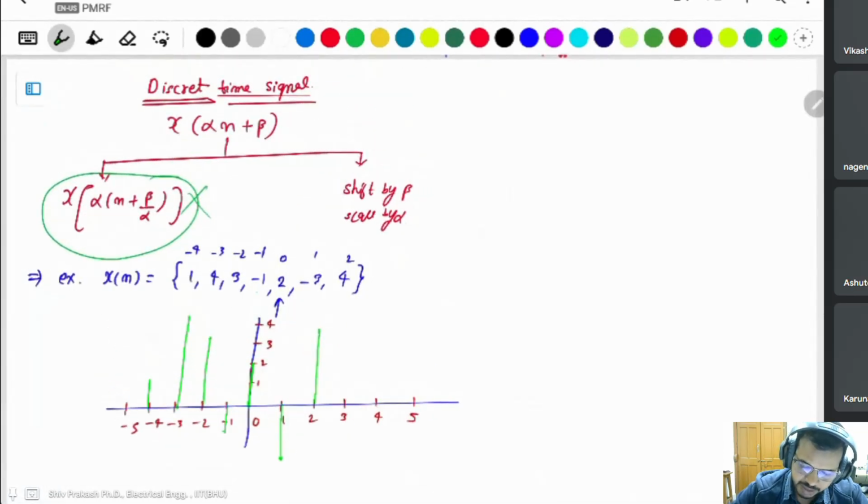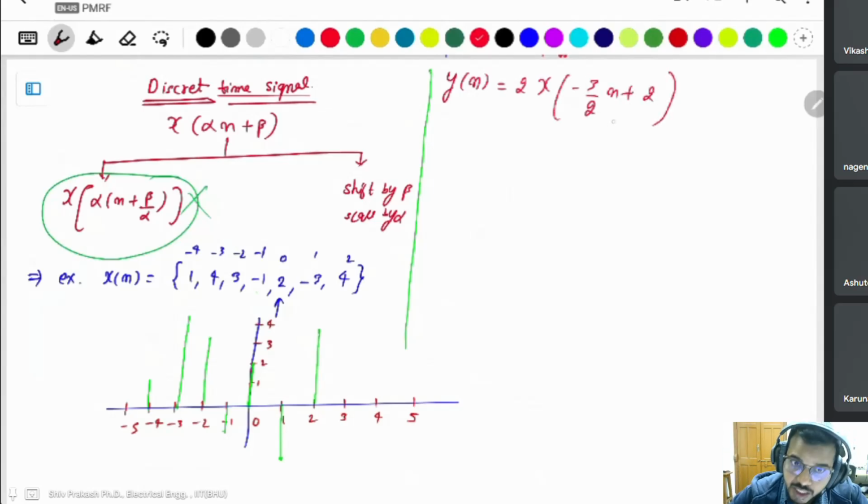Okay, someone is asking about y(n) is 2 times, the y-axis operation, minus 3 by 2 n plus 2. This is the x-axis operation. Then first leave the y-axis operation. First apply this thing.